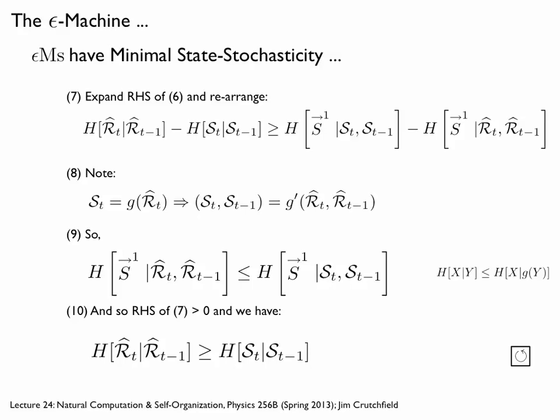Right? I'm just using this identity here. Uncertainty x given y is less than uncertainty in x given some function of y. All the g can do here is throw useful information away from y that will make x look more uncertain. That's all I've done here. Right? Because the causal state pair is a function of this detailed information I had.